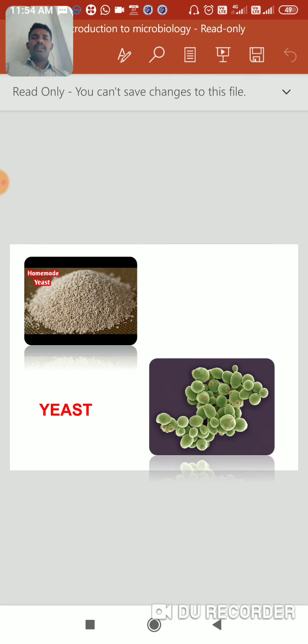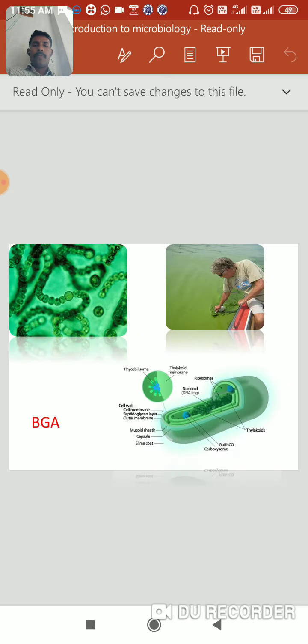Here you can see the unicellular fungi, that is yeast. Here you can see the buds in the yeast also. The top of the slide shows homemade yeast. It is used for making bread, so it is commonly known as bakery yeast also.